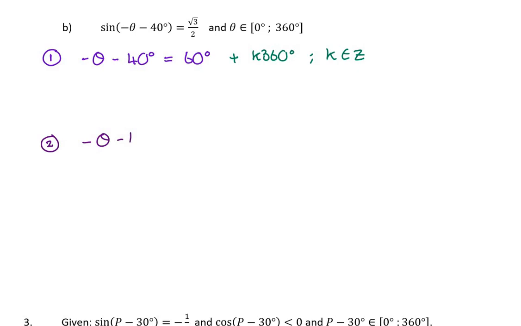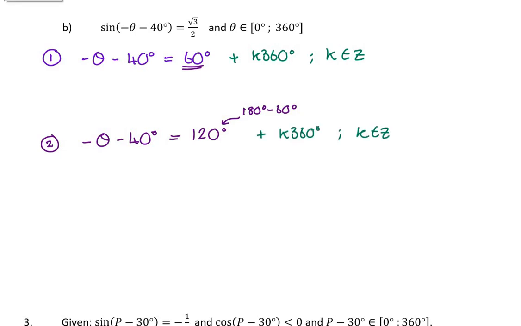So negative theta minus 40 degrees. Now for sine, your second solution is 180. So your second solution is 180 minus 60. So that's 120 degrees. So just write yourself a note. That comes from 180 minus 60.